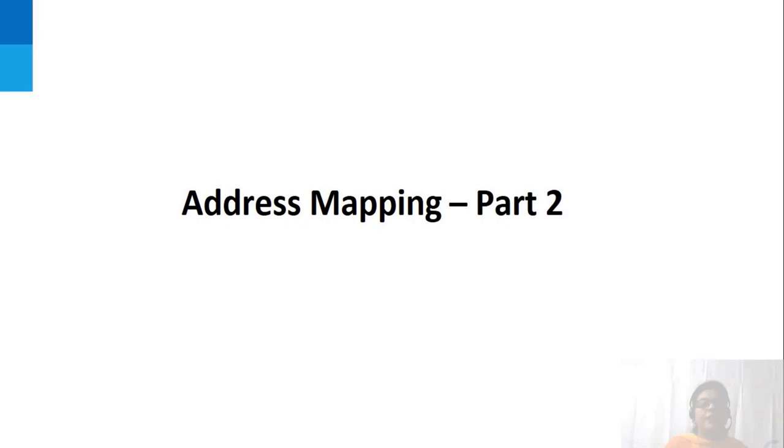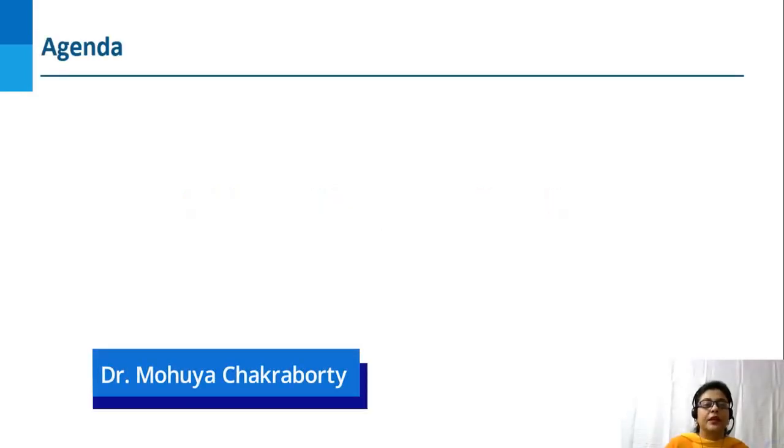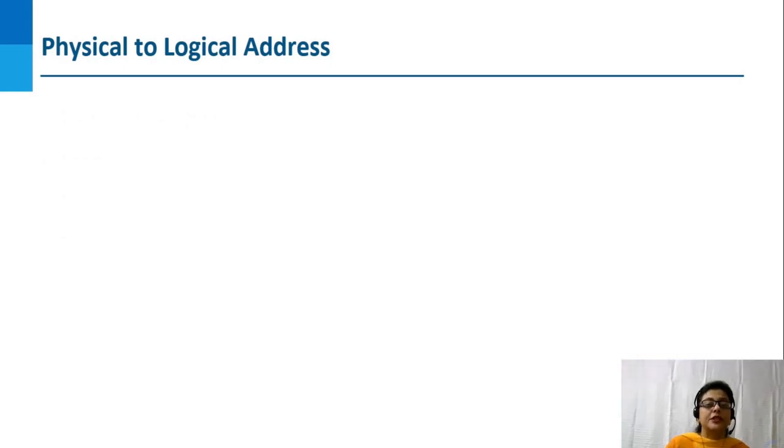Hello, welcome back. In this video, you're going to learn about address mapping part 2. So what is the agenda? We will be learning about mapping from physical to logical address. Then reverse address resolution protocol or RARP will be discussed. After that, bootstrap protocol or BOOTP will be the point of discussion, followed by dynamic host configuration protocol or DHCP. Physical to logical address.